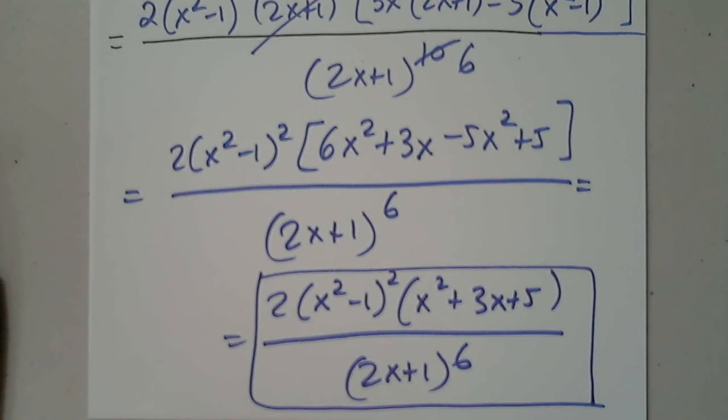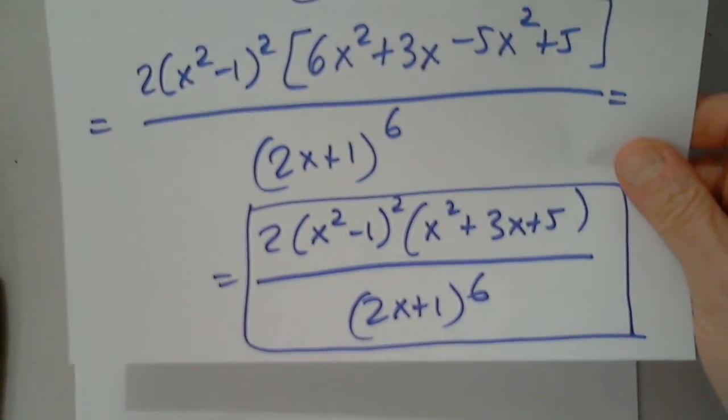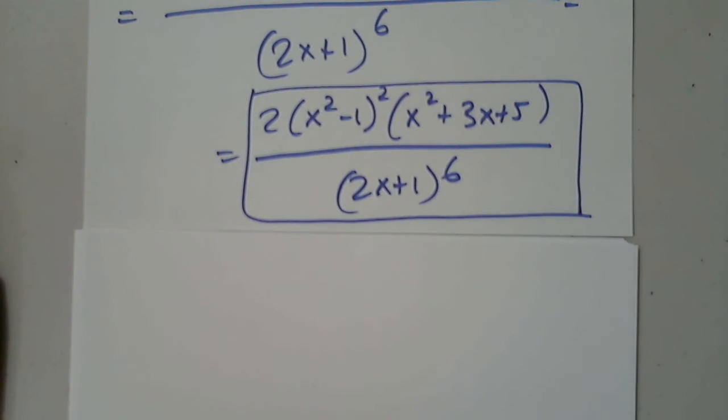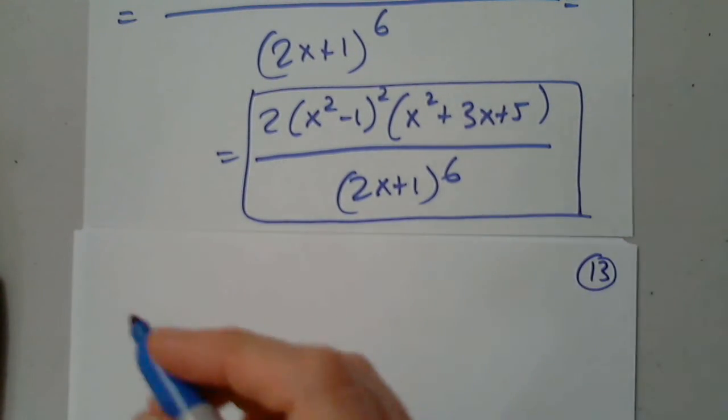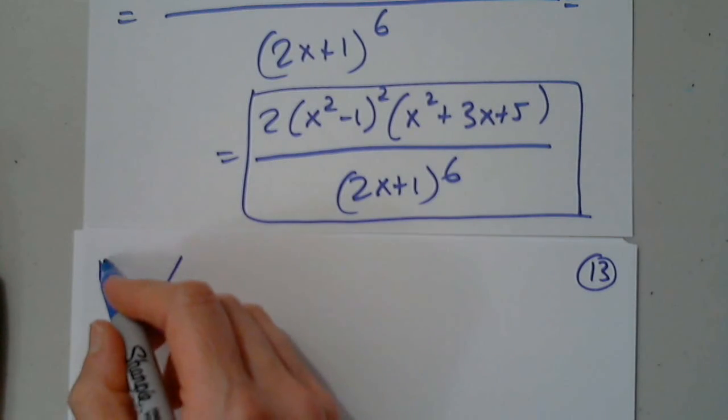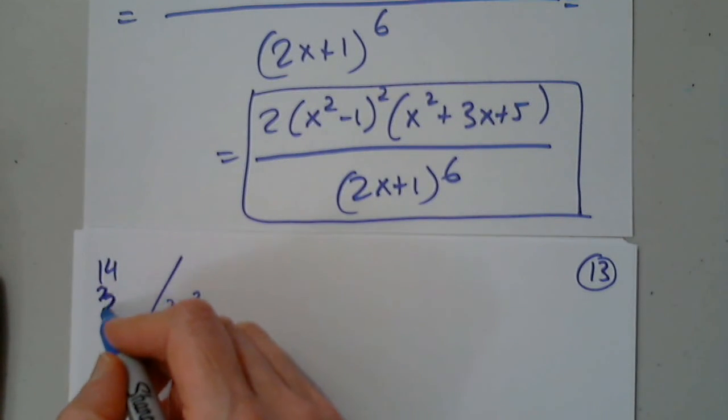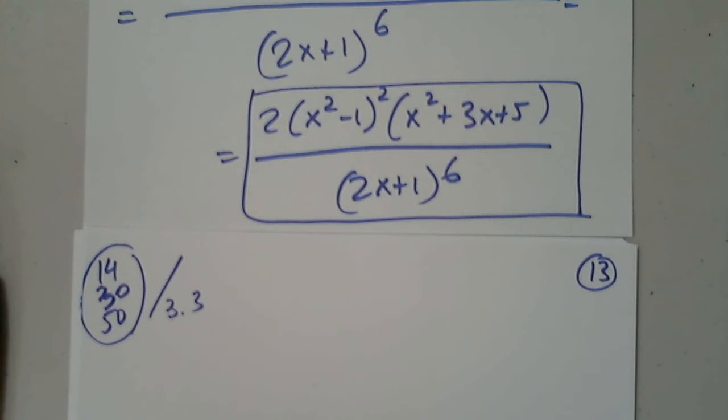Back to 3.3. In 3.3 I selected 14, 30, and 50. You choose, of course. So in 3.3, 14, 30, and 50. Why? I don't remember. 14. Okay, I see 30.